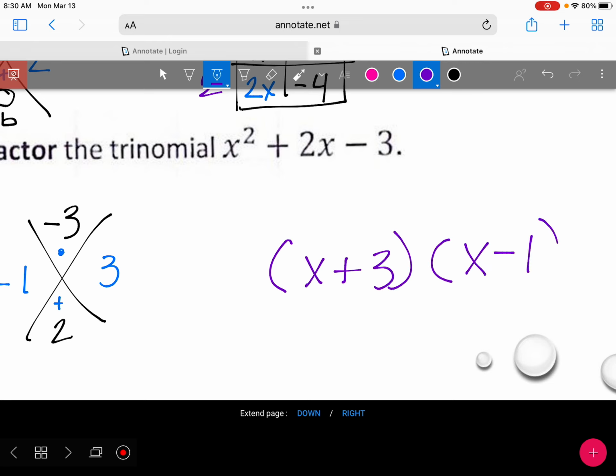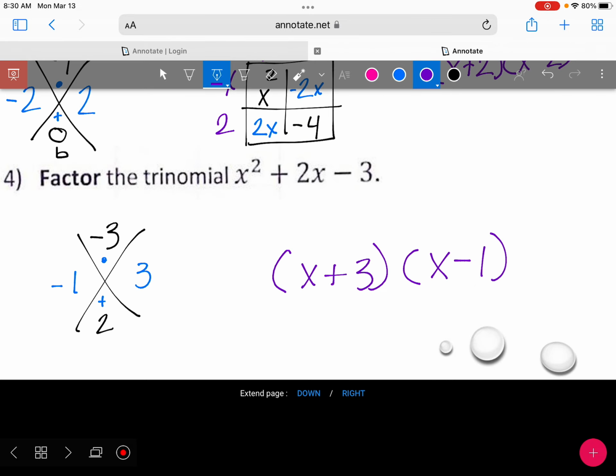And x minus 1. As we go through more and more factoring, we're going to start to notice some little shortcuts. If we have an a value of 1, those are our guys. The -1 and the +3, x minus 1, x plus 3. Only works if the a value is 1. If your a value is anything but 1, you're putting it in the box. I still put it in the box. Okay.